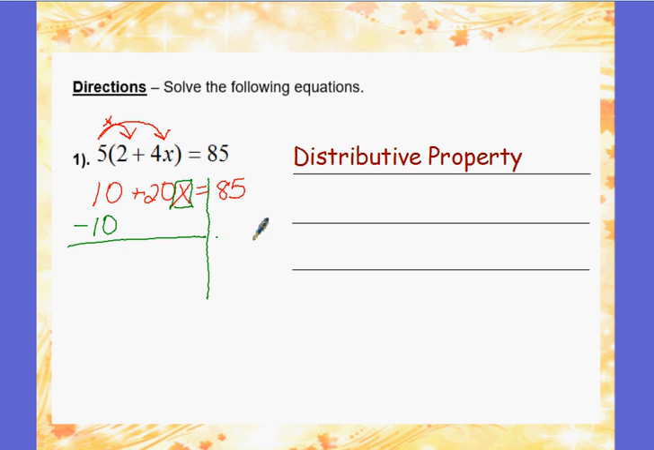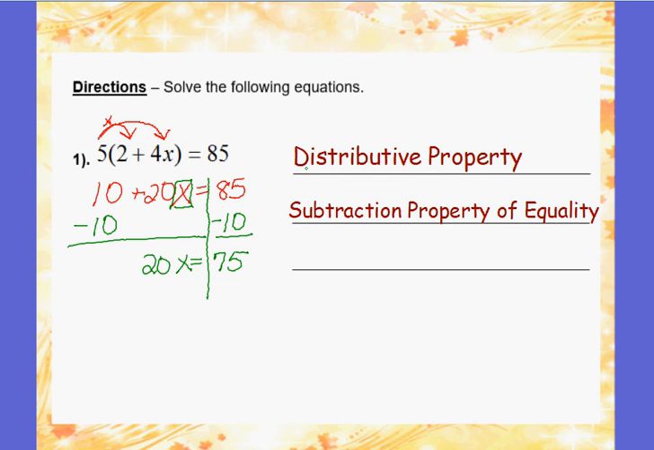If I subtract 10 on one side, I must subtract 10 on the other side to keep both the left and right side of the equation equivalent. So now we are left with 20x equals 85 minus 10, which is 75. Subtracting 10 on both sides is using the subtraction property of equality. Our focus is still to isolate x, so now I can divide both sides by 20. When I divide both sides by 20, I will end up with a decimal or a fraction. 20 does not divide evenly into 75.